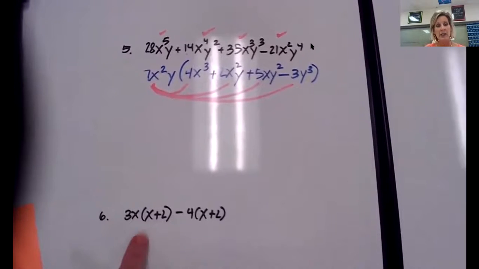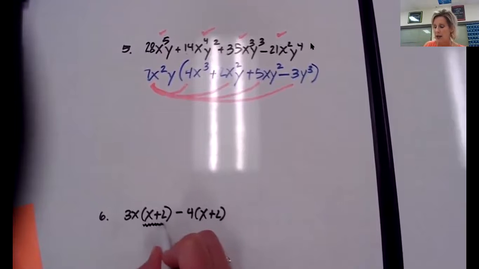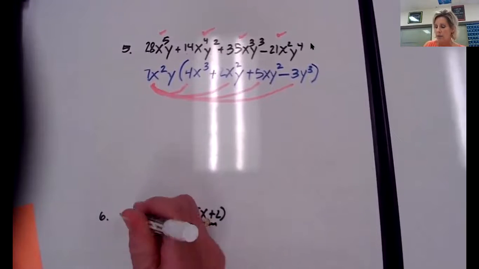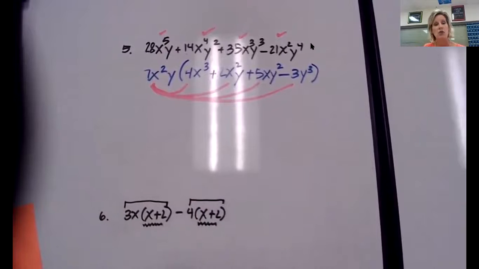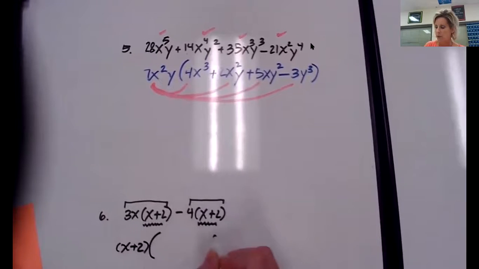Now for the next GCF problem, we're going to use it to link to the next thing that we're doing. So sometimes your GCF is a binomial. So notice you have 3x times the binomial x plus 2 minus 4 times the binomial x plus 2. So there's an x plus 2 in both the first term and the second term. There's just 2 big terms. So the x plus 2 is your GCF.